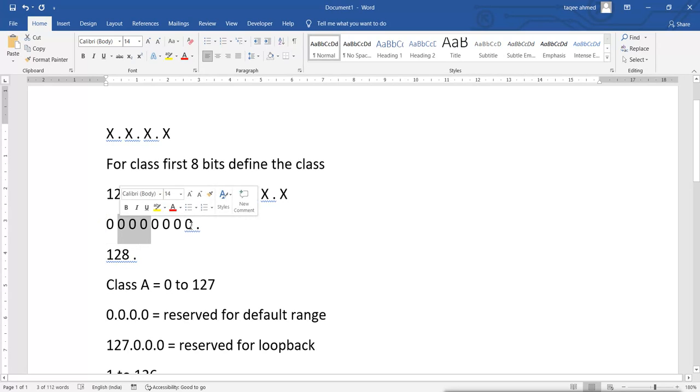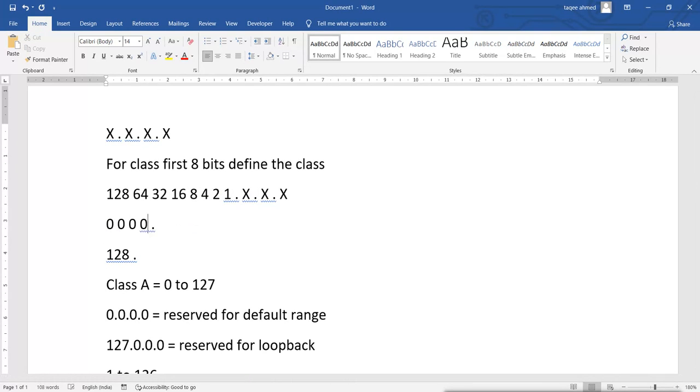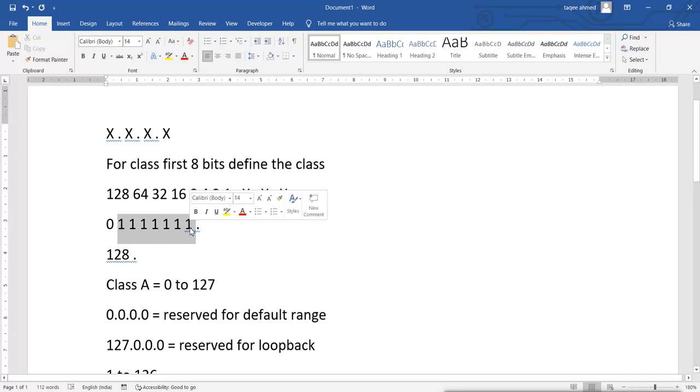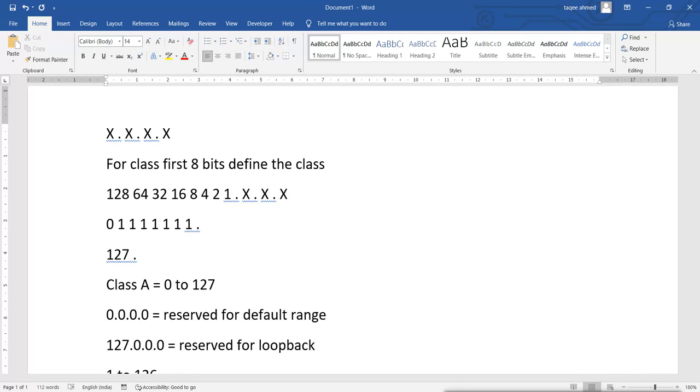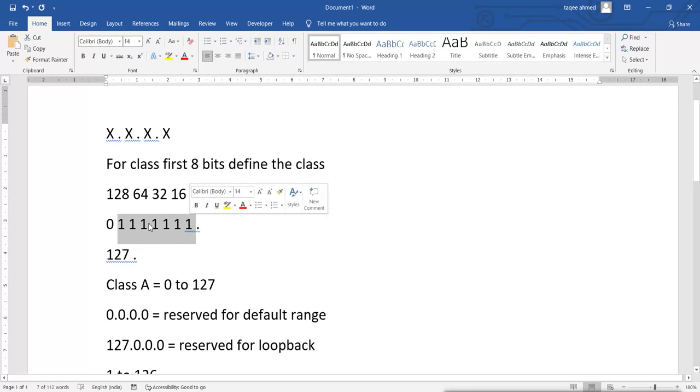Now you can enable all the rest of these bits, 1 2 3 4 5 6 7 8, except this first bit. If you combine all these values, 64 32 16 8 4 2 1, you will get only 127. It will not get more than 127. So you can enable or disable any of these bits, but you cannot enable this bit in class A. So what do you have?